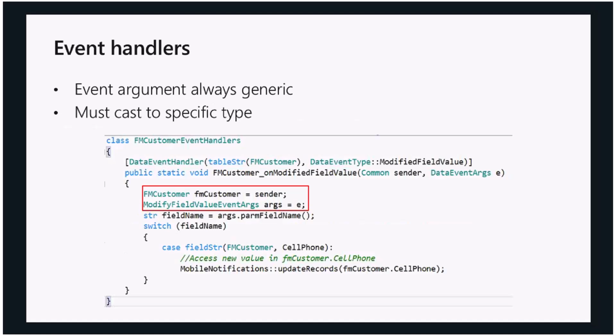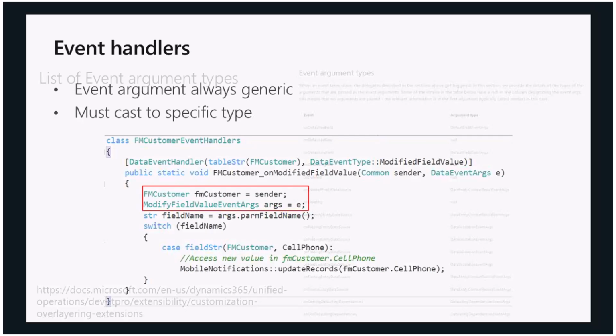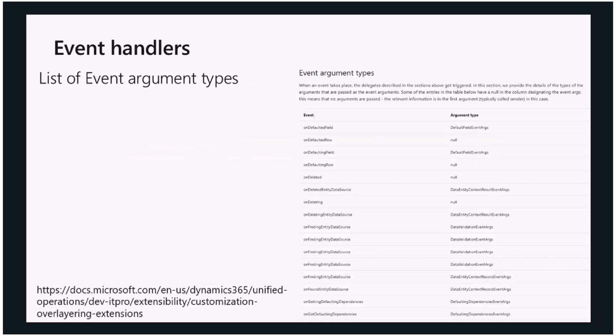Now, the parameters of an event are always generic and must be cast to the specific types. The exact types depend on the underlying object and the exact event being raised. Now, this is an example of a table modified field value event. So we are passed the table buffer as the first argument and a ModifyFieldValueEventArgs parameter as the second. Now on the Microsoft Docs site, we have a full list of the events and their argument types. I recommend using this heavily when building any solution utilizing eventing.